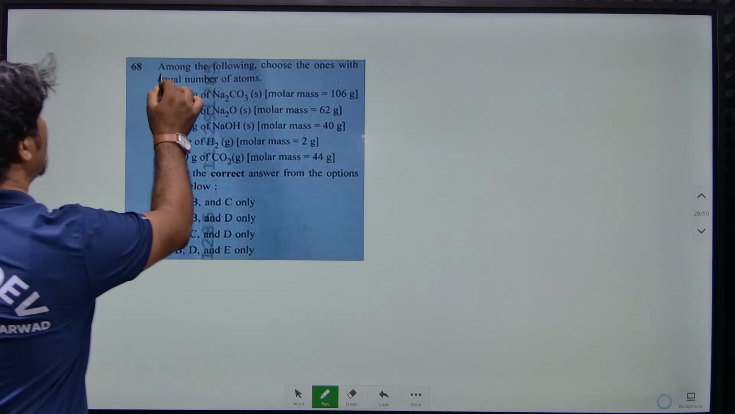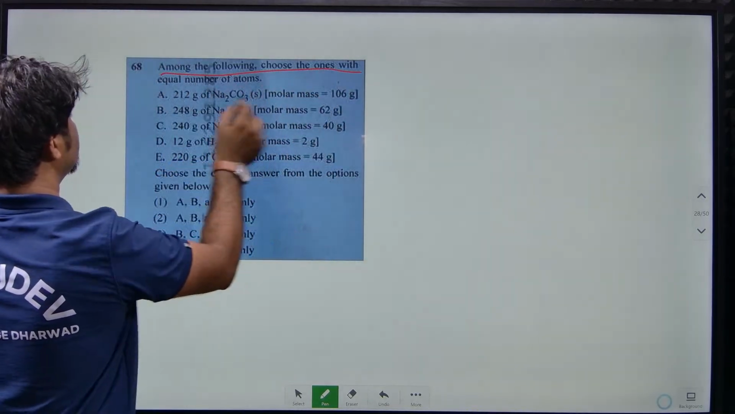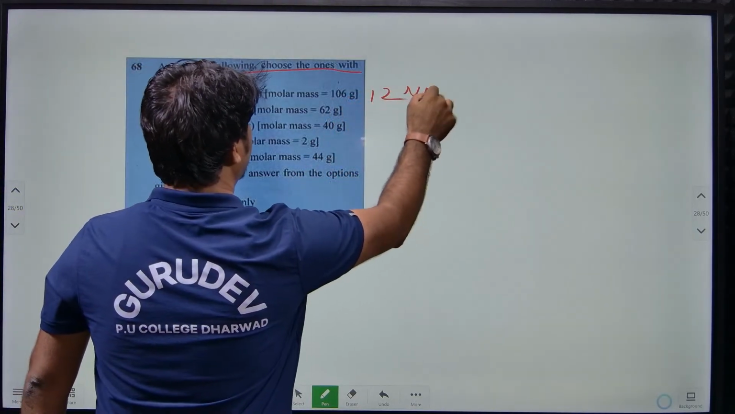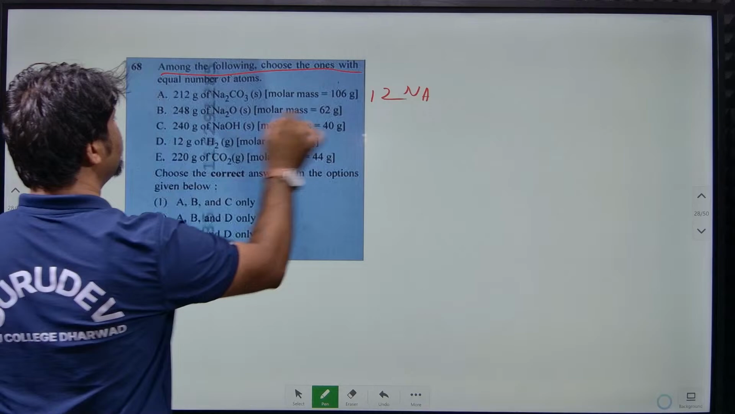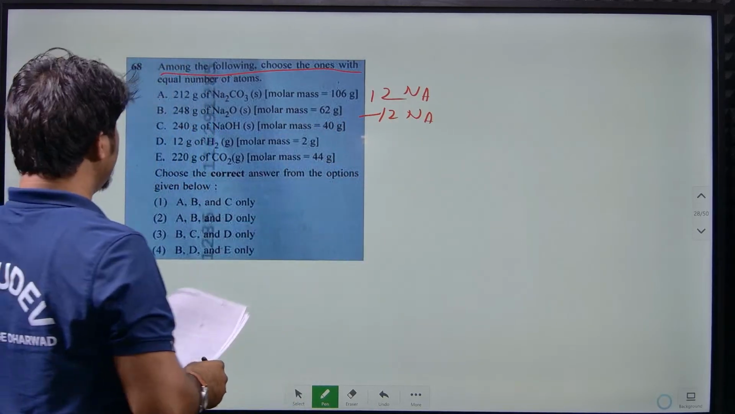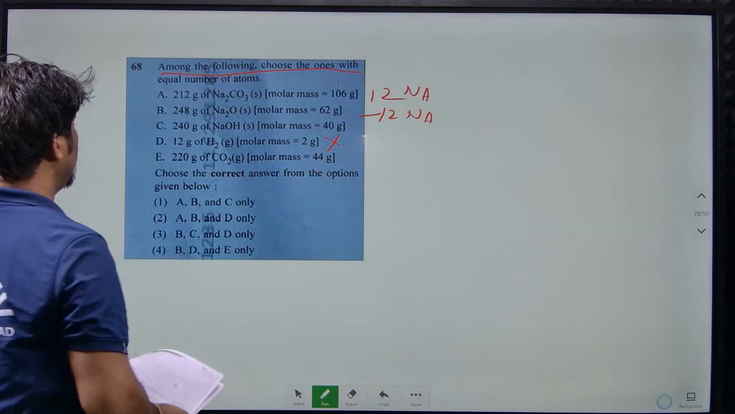Go to the next one. Among the following, choose the one with the equal number of atoms. Actually, that molecule one gives 12 into Avogadro number. That B option will also give 12 into Avogadro number. Okay, well, go to the D. D will not give it, then option E.